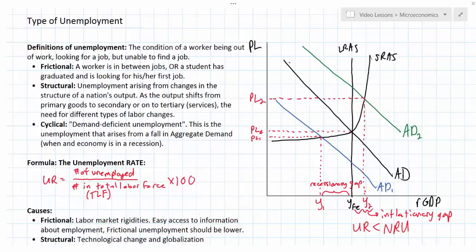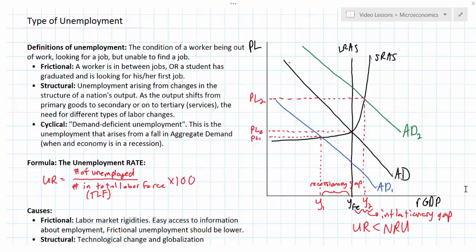This is our third lesson on unemployment. In our previous two lessons, we've talked about the definitions of the three different types of unemployment, how to calculate the unemployment rate. We've also talked about some of the causes of frictional, structural, and cyclical unemployment, and we've learned how to illustrate the different types of unemployment using an AD-AS diagram.